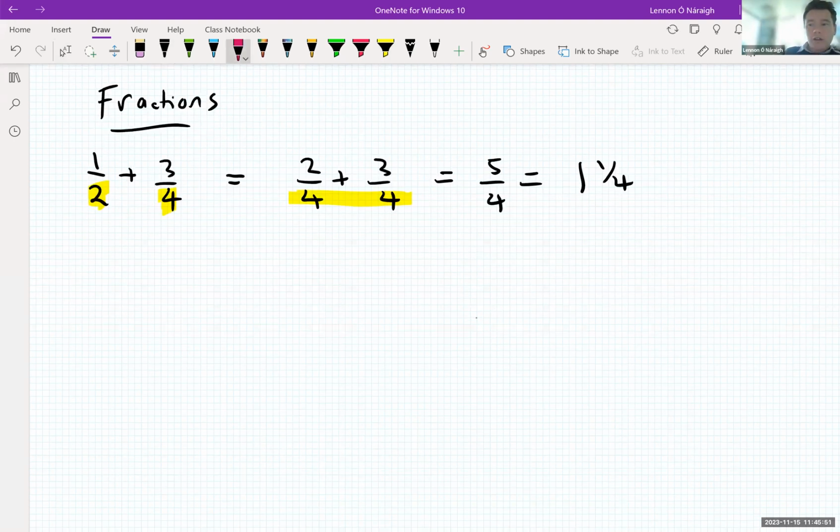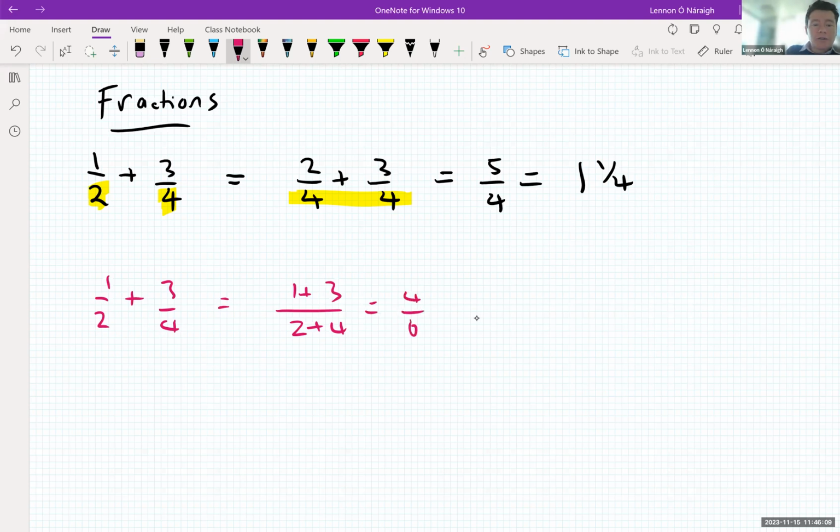Now, I shouldn't really be telling you this, but I will, and I'm going to write it in red. Sometimes it's very tempting to just randomly start adding things and to add the upstairs and the downstairs. You can't do this. So when you're adding fractions, you need to make sure you have a common denominator first. That's the rule for adding.